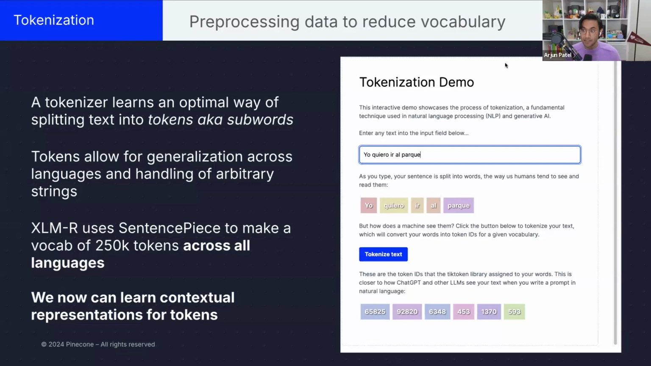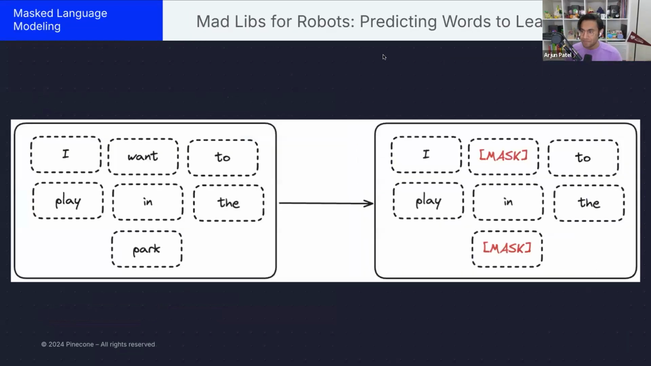Now the question just becomes, how do you learn about the co-occurrence of all of these tokens irrespective of language? The second piece of the puzzle is masked language modeling. I like to call masked language modeling Mad Libs for robots, which is this idea where you have some sentence, like this one, I want to play in the park. You randomly drop parts of that sentence and you mask them away. And then you ask the language model, hey, can you predict the words that are missing from this sentence?